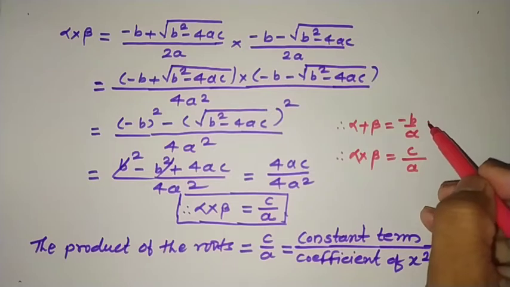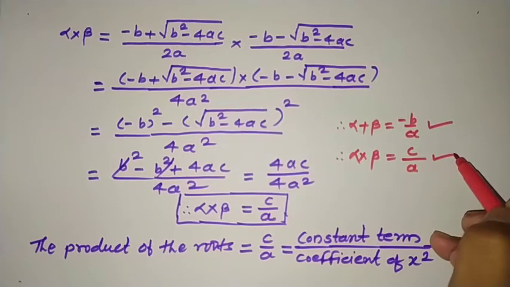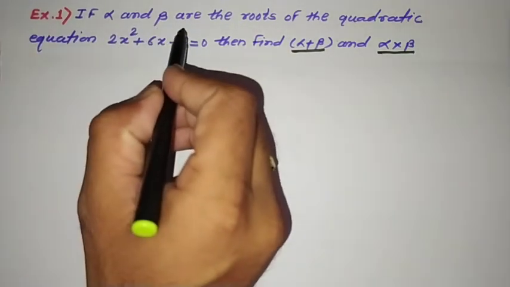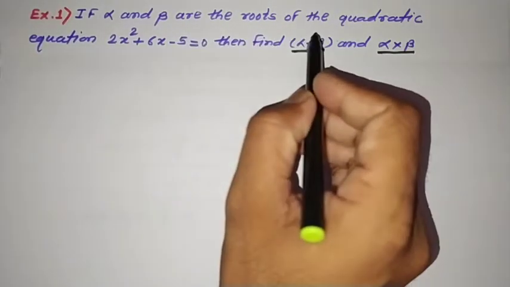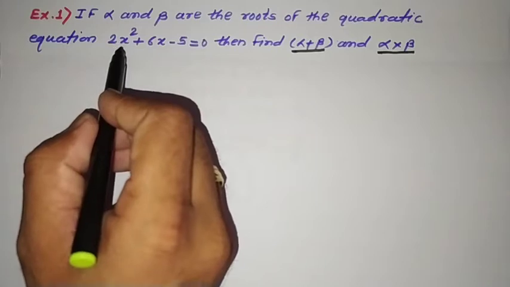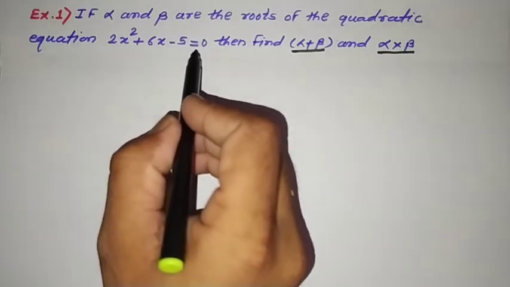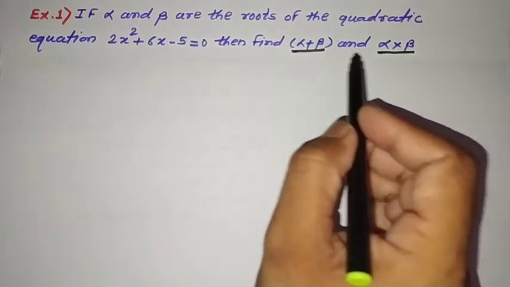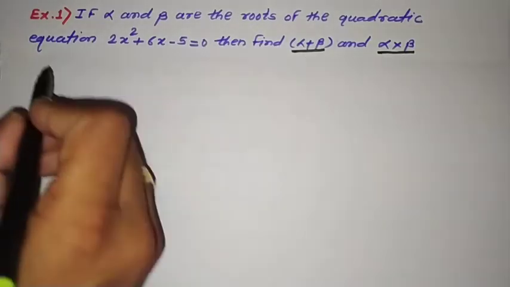Using these two formulas, solve the following examples. Example number 1: if alpha and beta are the roots of the quadratic equation 2x square plus 6x minus 5 is equal to 0, then find alpha plus beta and alpha into beta.